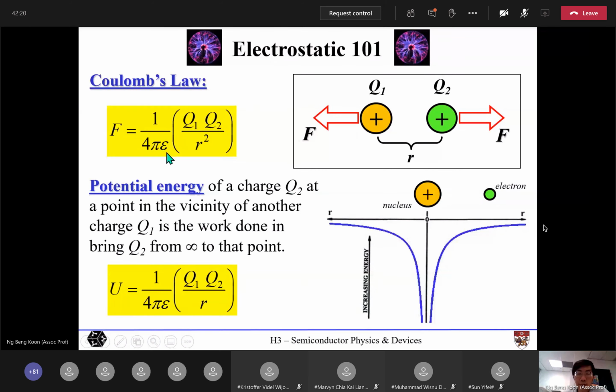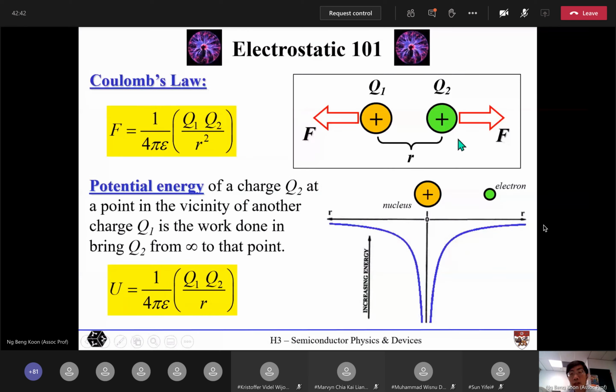This 1/4 pi epsilon is a constant. The epsilon is the permittivity of the environment that the charge is in, and of course pi is 3.142. So the force exerted on each of these particles is proportional to the product of their charges divided by the square of their separation.